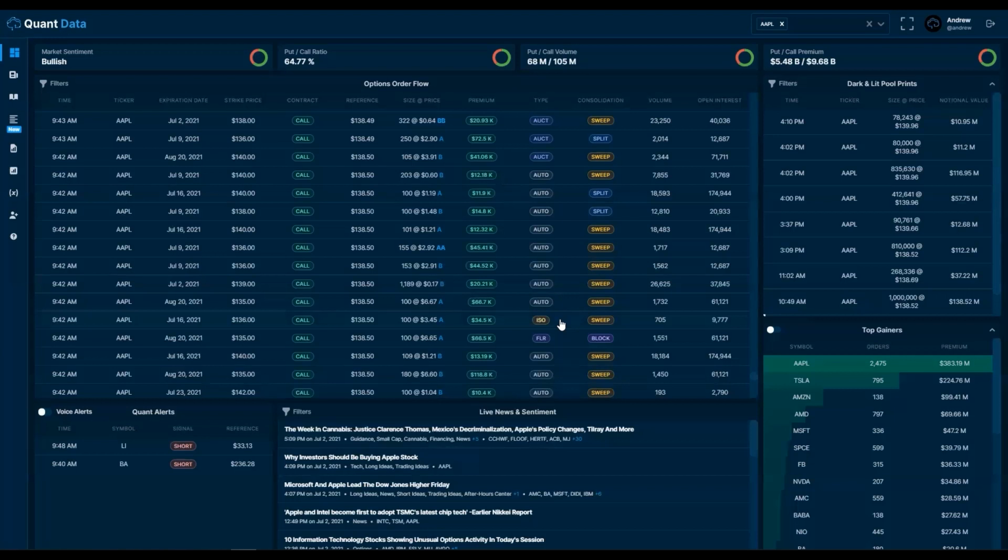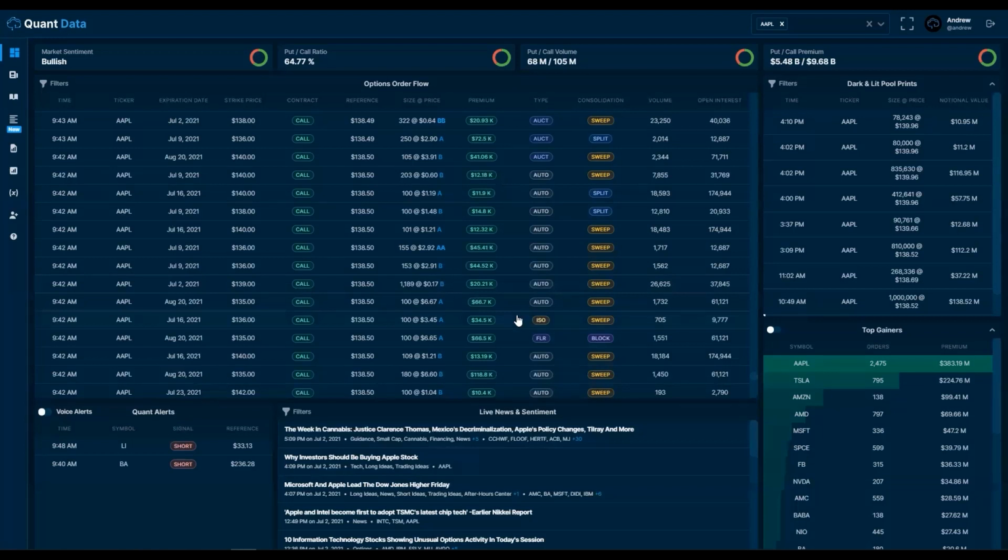So we can use orders like these that have these special exceptions to see when institutions are trying to get in quickly. They're trying to get in urgently. So the execution type, whether it's an ISO, a floor trade, an automatic execution, a spread, or whatever trade type you're using. And in the description, I'll link all the trade types that we show.